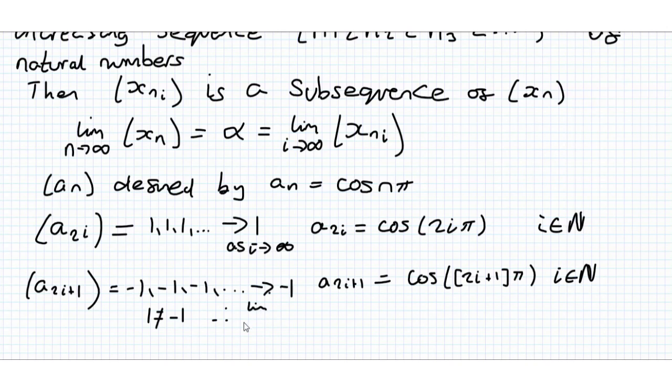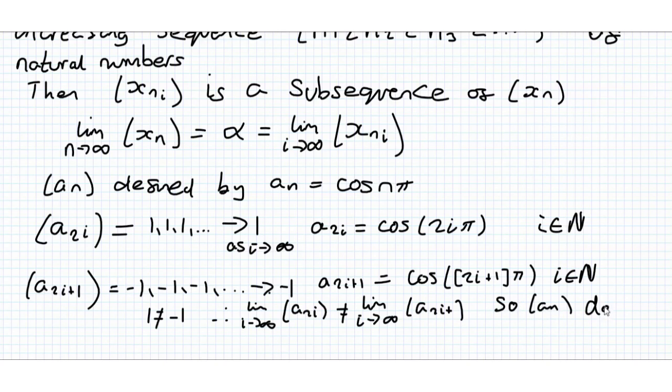And therefore the limit as i tends to infinity of a_{2i} does not equal the limit as i tends to infinity of a_{2i+1}, and so a_n does not converge.